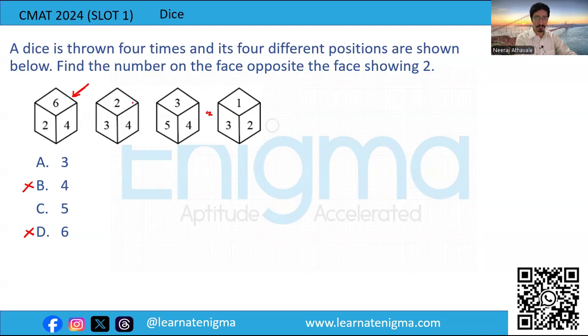Now looking at this position of the dice, 2 is over here. That means we want the number over here at the bottom face. So therefore 3 and 4 cannot be that number. Okay. 4 is already eliminated. So 3 is also eliminated. So the only option remaining is C, 5. So that will be our answer.